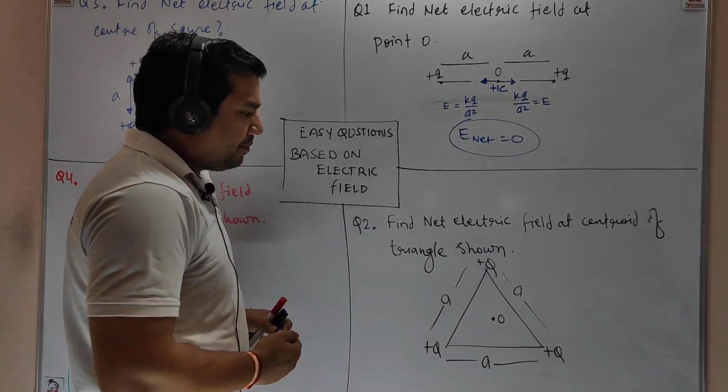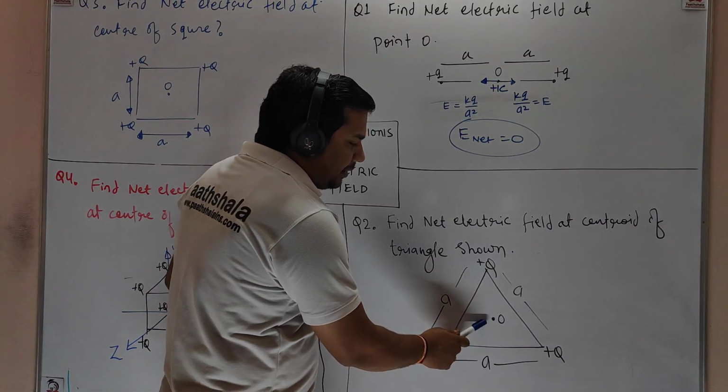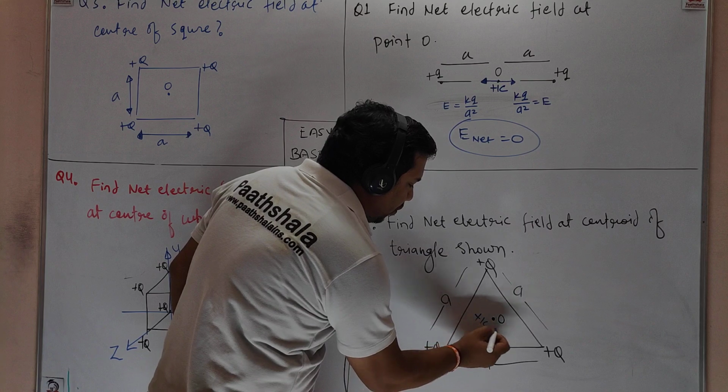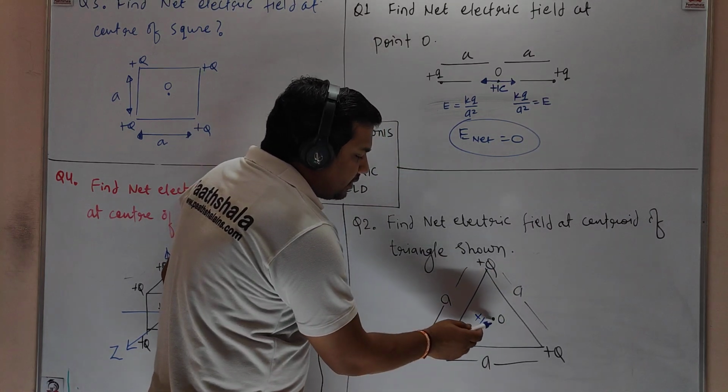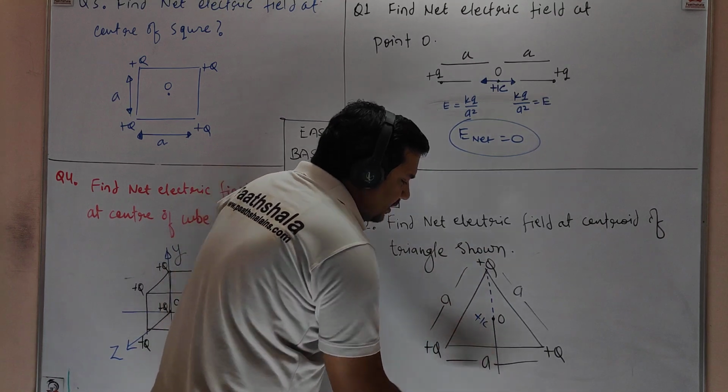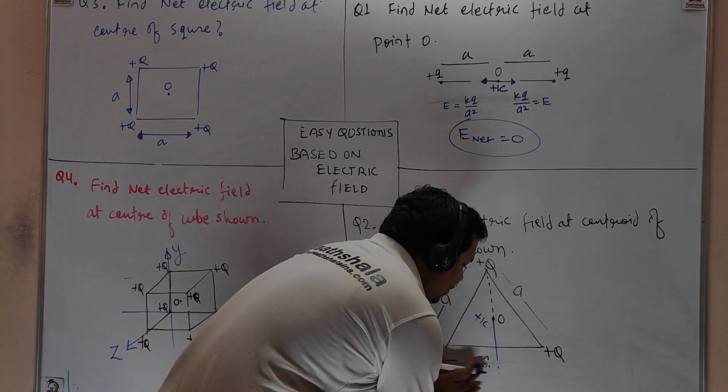Okay, but if you try to find net electric field here, you'll have to assume a unit positive charge at O. So this unit positive charge will experience a repulsive force downward. Okay, how much?